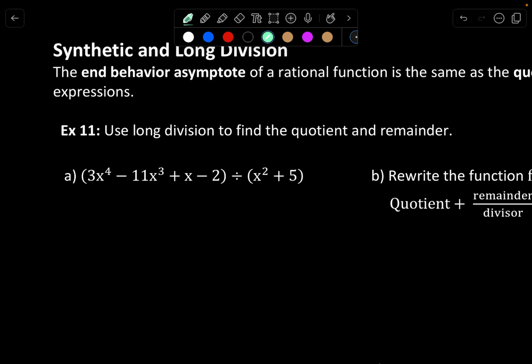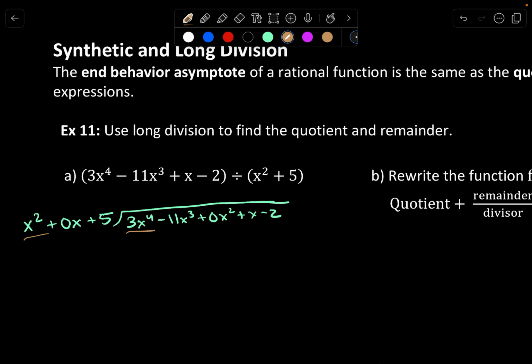For now, just focus on getting to the quotient so you can see what that end behavior asymptote is. We would normally use synthetic division, but because the divisor is degree 2, we will not. We set up our divisor, and don't forget your 0 placeholders. Then we have our dividend, which is 3x to the fourth minus 11x cubed plus 0x squared plus x minus 2. The first thing we do is divide the leading terms: 3x to the fourth divided by x squared is 3x squared, and we place that above the x squared.